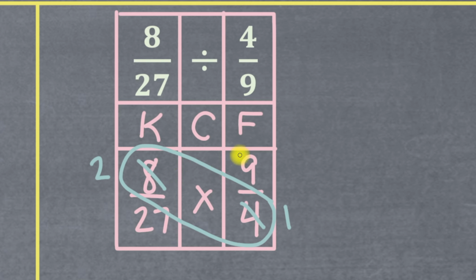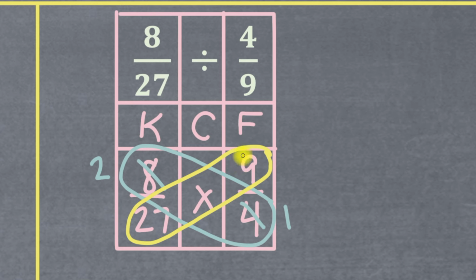Now let's look the other way. So now we're going to focus on the numerator here and the denominator here. So I'll circle 9 and 27. So is there a number that can divide both 9 and 27? There sure is. And the biggest of those numbers is 9. So we're going to divide both 27 and 9 by 9.